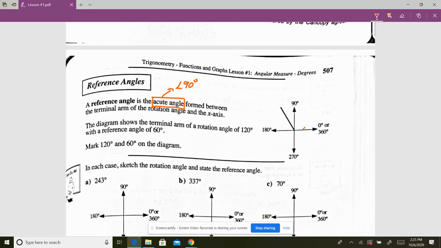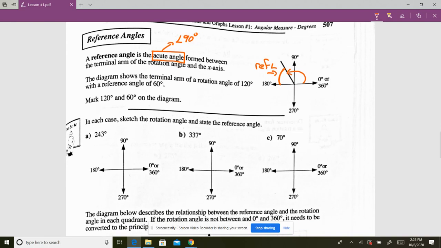Basically, if here, this is your rotation angle to there, your reference angle always goes back to the x-axis. So this would be your reference angle. And I will always abbreviate it REF with a little angle sign. That is your reference angle. And reference angles are very important for this unit.